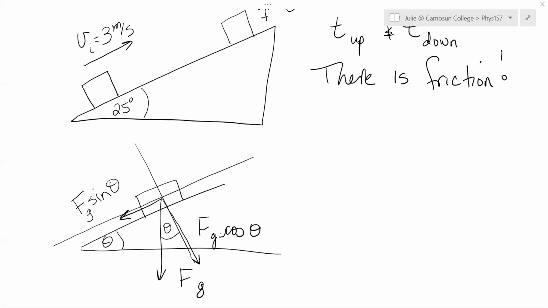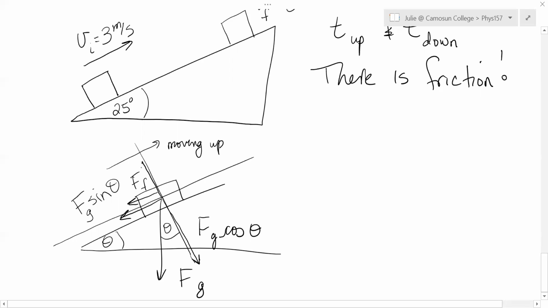Okay, now if it's going up, so let's say it's moving up, well then friction would be down. That would be the force of friction. If it were going down, friction would be up. We'll do that in a minute. Now there's also a normal force. And once again, this normal force does not equal the force of gravity. The normal force equals Fg cos theta.